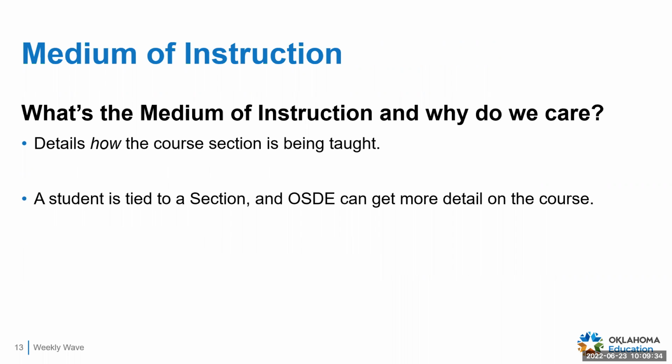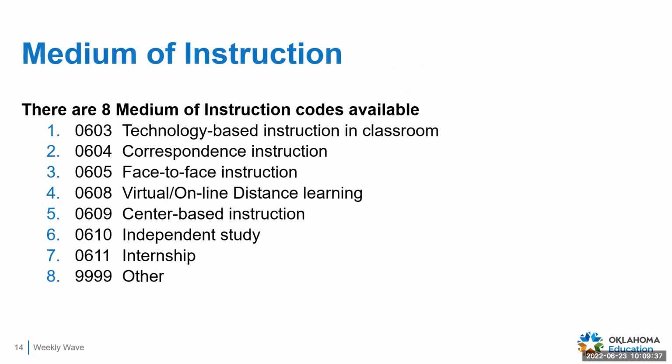There are 8 different medium of instruction codes available for you to use. You've got 0603, technology-based instruction in a classroom, correspondence instruction, face-to-face, virtual online distance learning, center-based instruction, independent study, internship, and then other. Right now, I think we see the majority of our courses coming to us through 0605 and 0608. So please make sure you have them set up correctly in your sections.